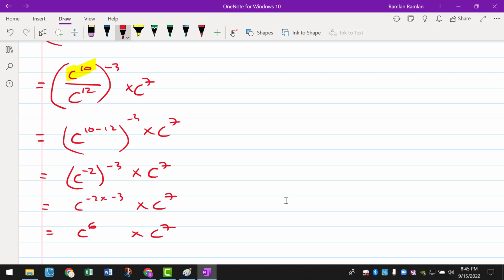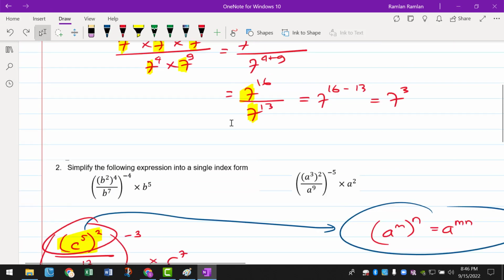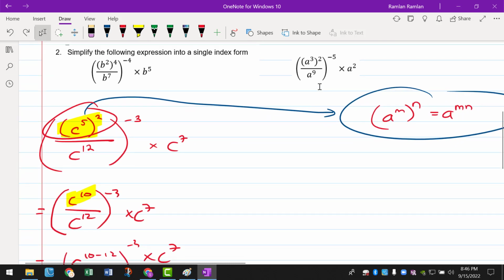We know that we have the same exact base, and they are being multiplied. Because they are multiplication, you only need to add the powers. So that will be c to the power of 6 plus 7, which equals c to the power of 13. So this is the final answer for this question. Now I would like you to try these two questions using the same concept that I just showed you here.